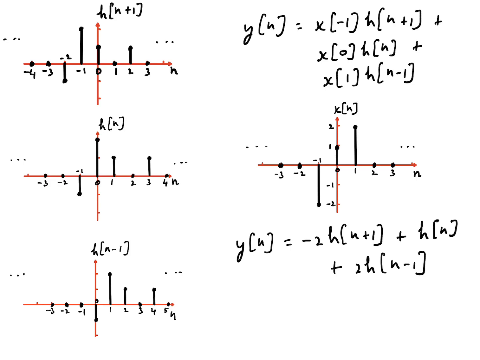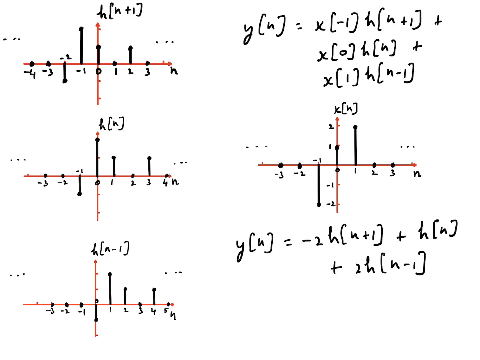So basically what we have to do now is we have to take each of these shifted impulse responses and scale it by these factors. So we'll take this h of n plus 1 and scale it by minus 2. That means each of these sample values will get multiplied with minus 2. That will give us minus 2 times h of n plus 1.